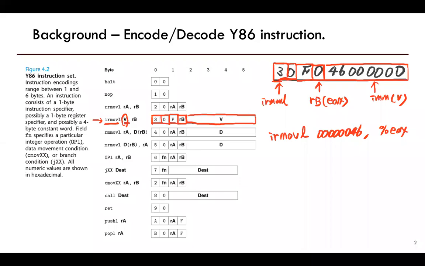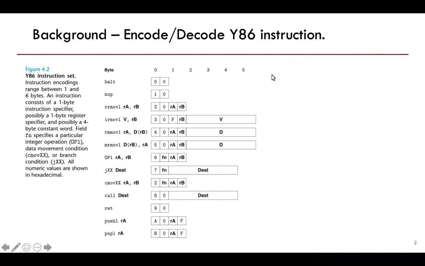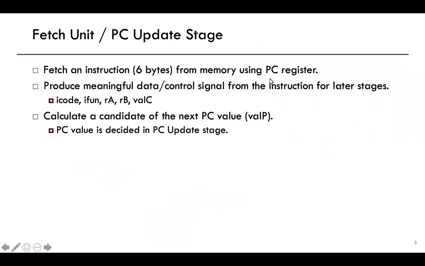Great. So this is how we encode and decode y86 instructions, and this background will be used to implement the fetch and decoding unit. So you can practice with more machine code, and once you understand how to encode and decode machine code, you can go to the next slide. Okay. Now we can talk about the fetch unit, and also we will talk about the PC update stage briefly.